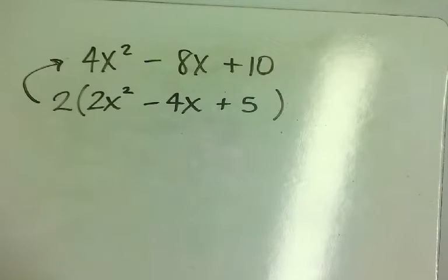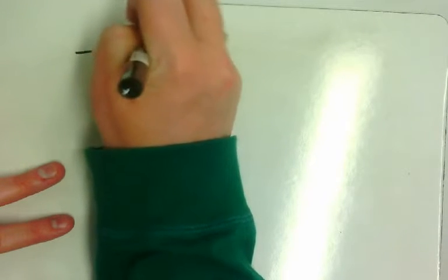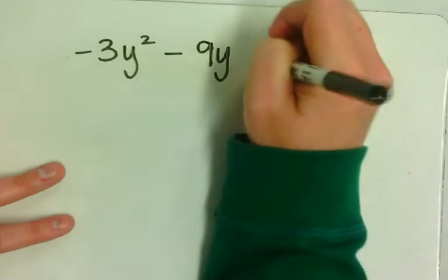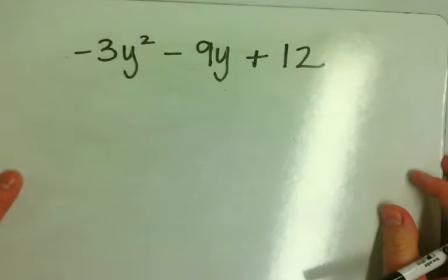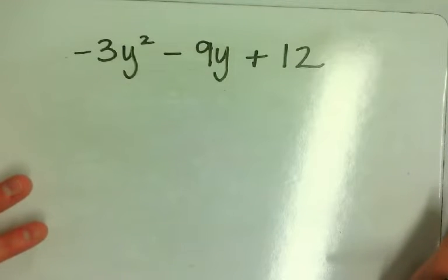So let's try another one. Is that done yet? That one we could keep going with, but I'm making these up, so it probably won't work. I'm just creating things. Negative 3, let's do y squared minus 9y plus, let's just do 12. Okay, so what do these have in common?